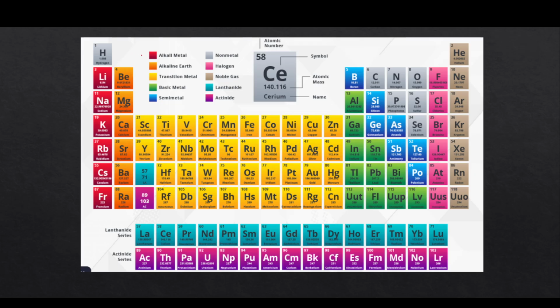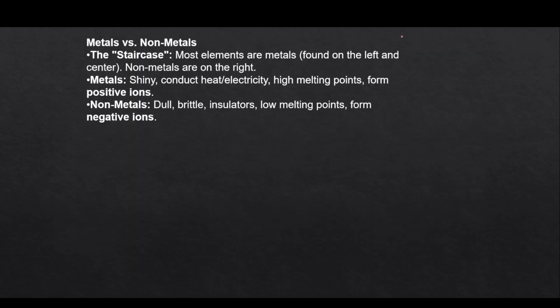Like here you can see, these are alkali metals. Then we have alkaline earth. Then transition metals are these yellow ones. Then these are noble gases, which are unreactive because they are stable. Their outer shell is completely filled.